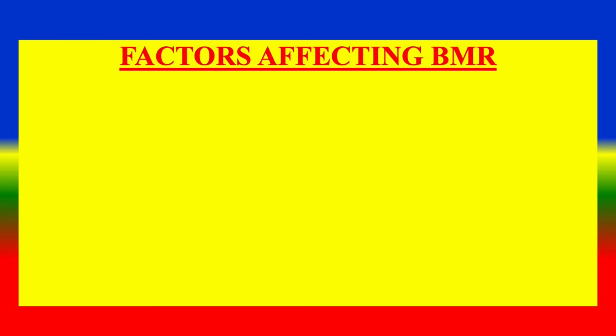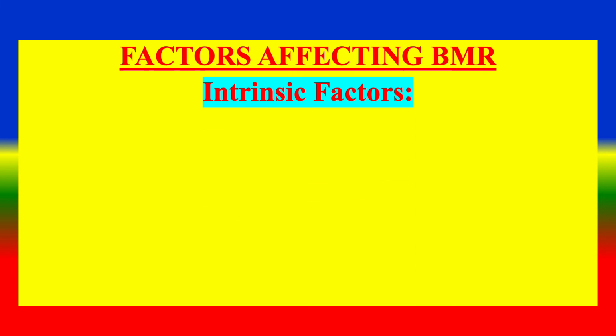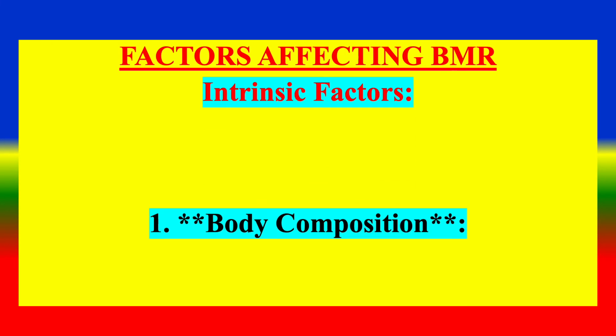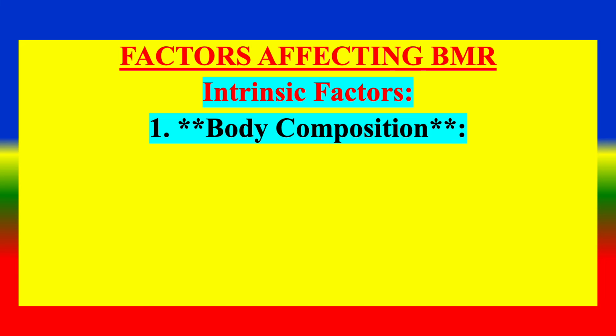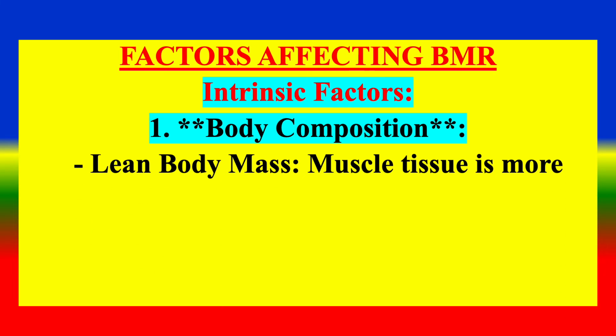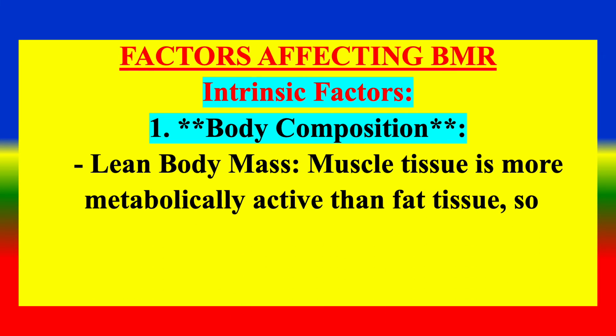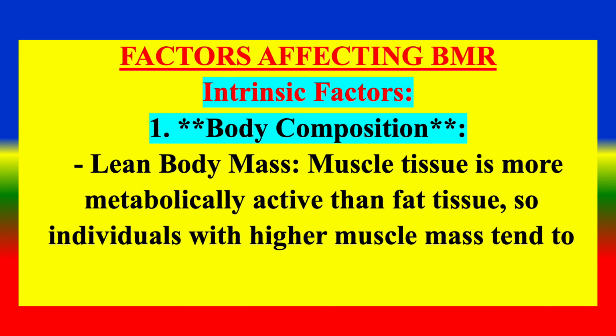Factors affecting BMR. Intrinsic factors. One, body composition. Lean body mass, which means muscle tissue, is more metabolically active than fat tissue. So individuals with higher muscle mass tend to have a higher BMR.